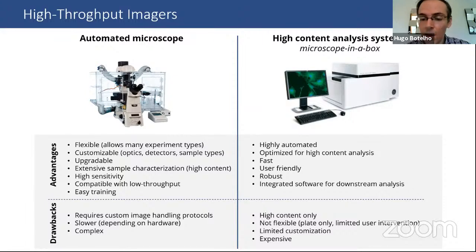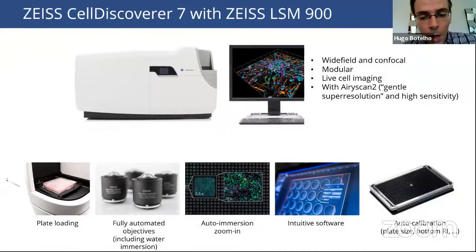The only interaction that the user has with the instrument is via this small port here, which is used for putting and retrieving a multiwell plate. That being said, these systems are highly optimized for high throughput imaging and are really easy to use and really optimized for this task much more than an automated conventional microscope. I will give you examples of a few of these systems.